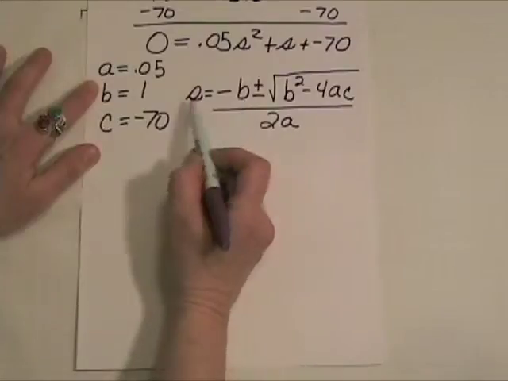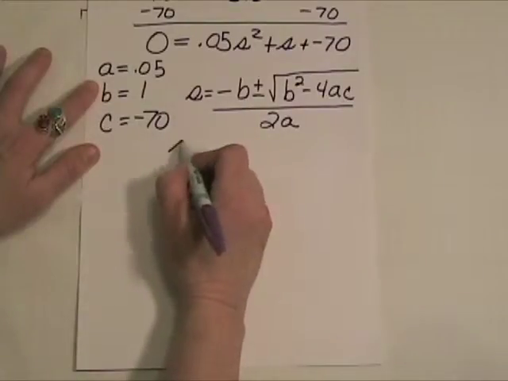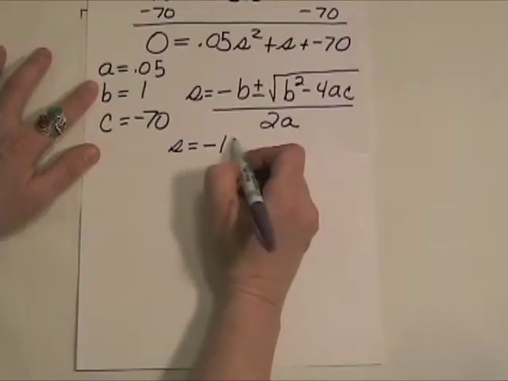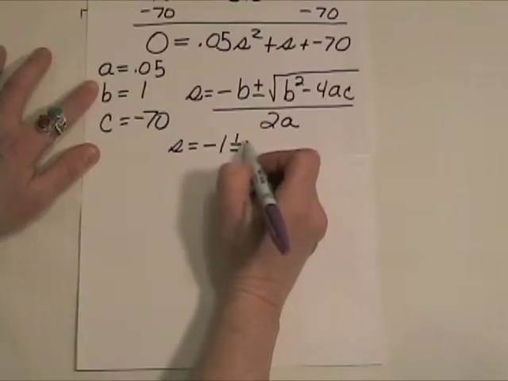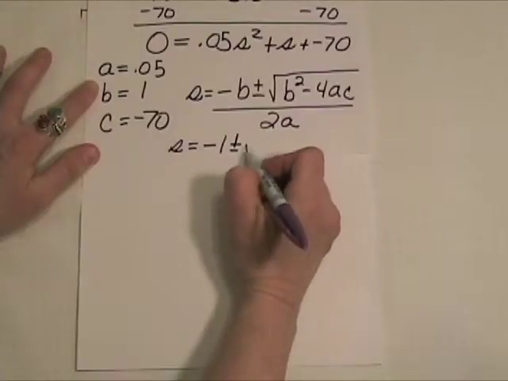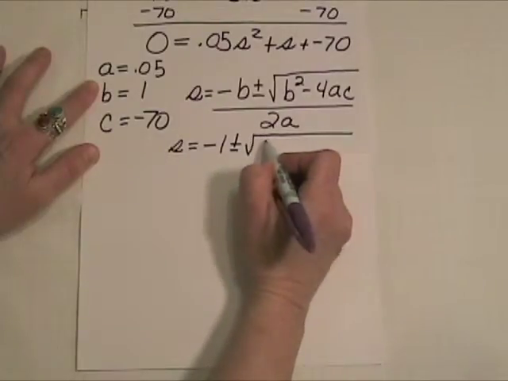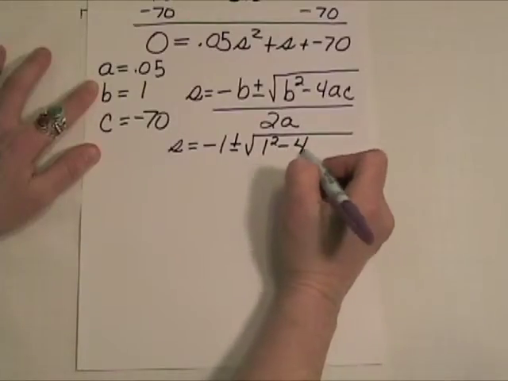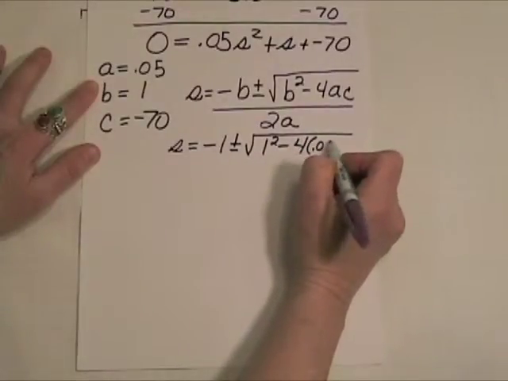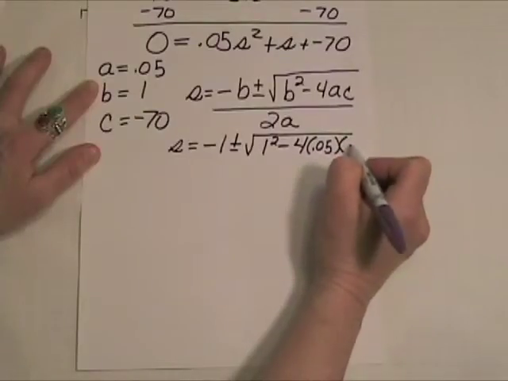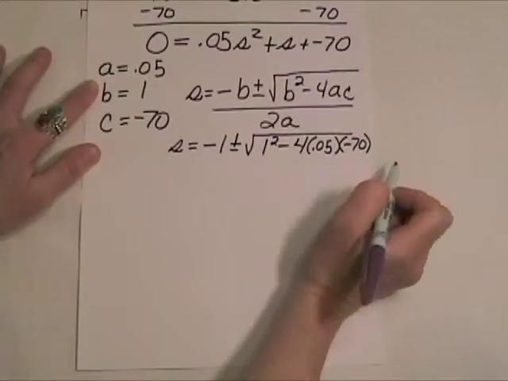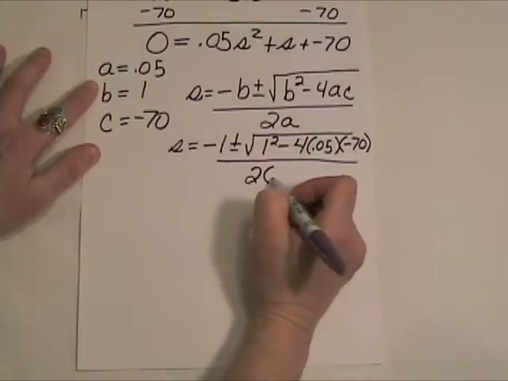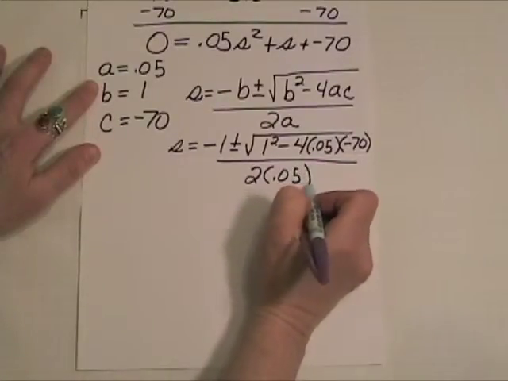We know that B is 1. So the speed of the car is going to be equal to the opposite of B, or negative 1, plus or minus the square root of B squared, which would be 1 squared, minus 4 times A, which is 5/100ths, times C, which is negative 70, all over 2 times 5/100ths.